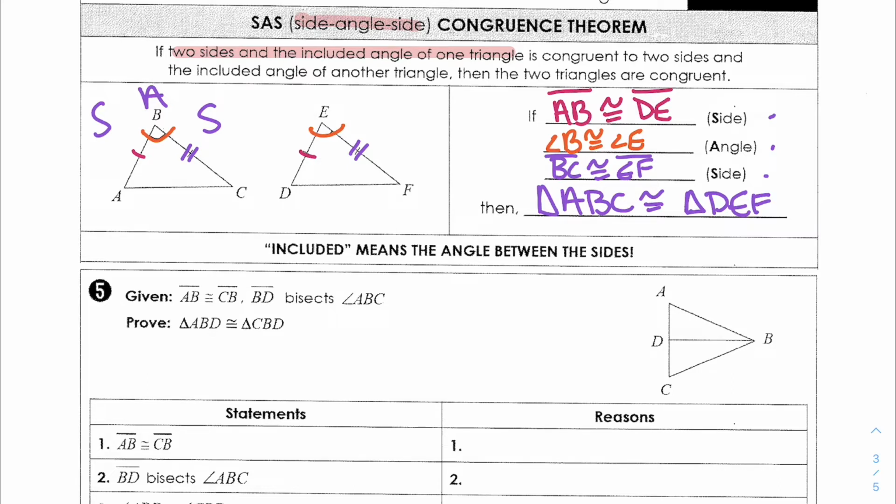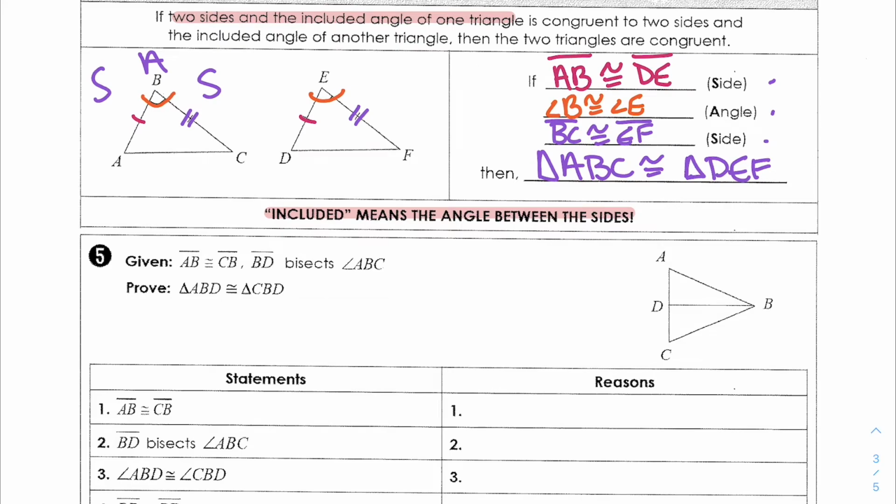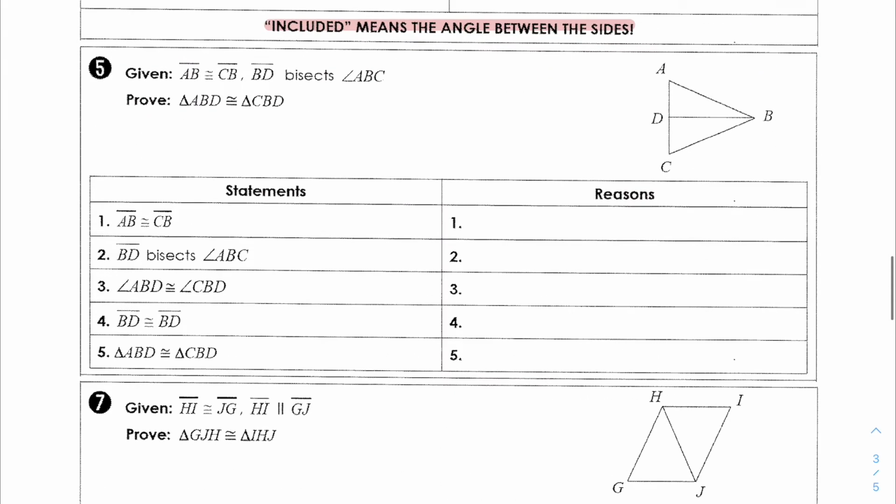It's also the main reason why we can't do SSA is because, let me find it again. SSA doesn't work because the unknown side, the third side, could be located in 2 different places. So that's why SSA is not congruent, okay? So again, highlight this. Included means the angle between the sides. So it has to be SAS, okay? It has to be an included angle.